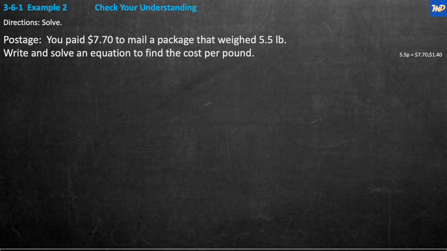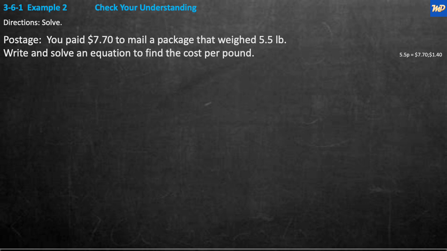Example 2, check your understanding. It's your problem to take a look at. You paid $7.70 to mail a package that weighs 5.5 pounds. Write and solve an equation to find the cost per pound. Go ahead and give it a shot.